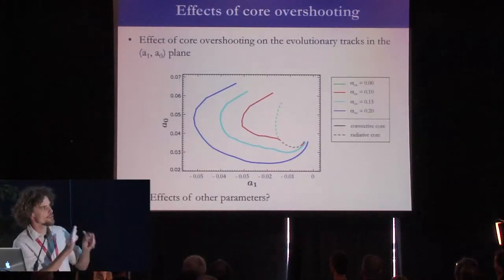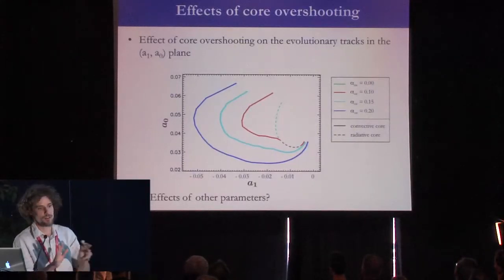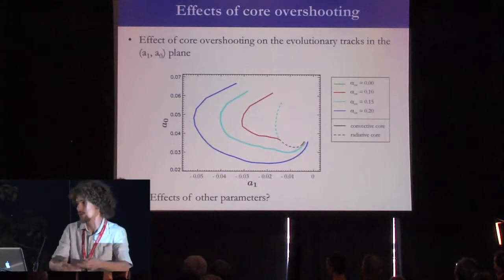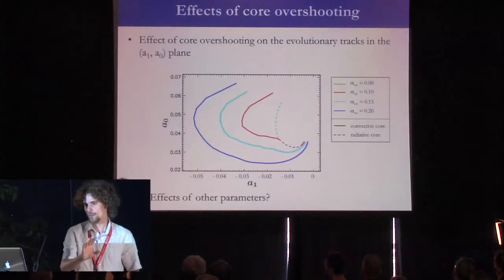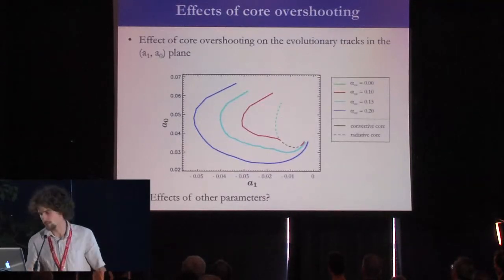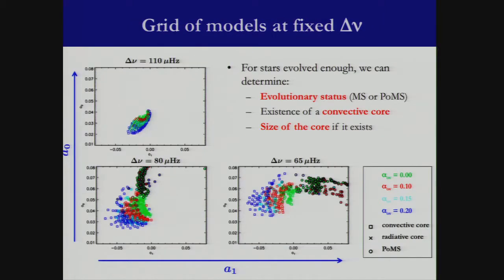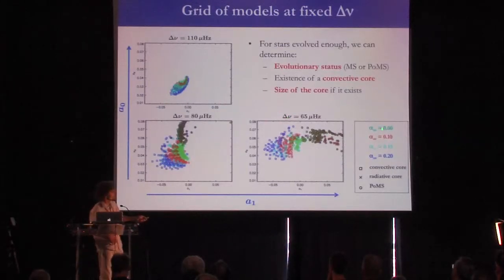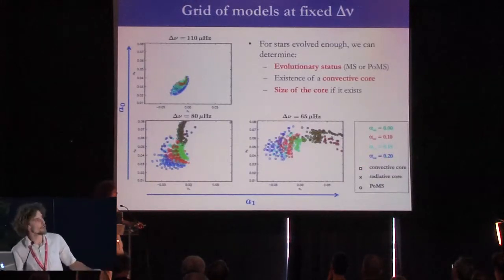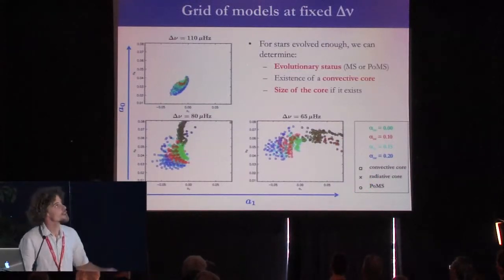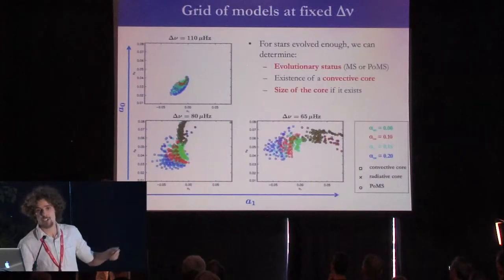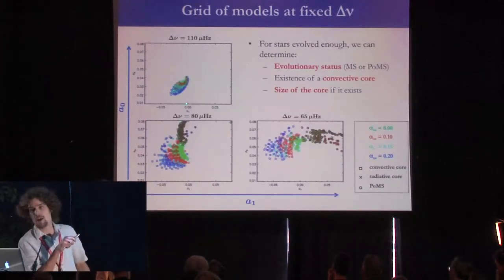So one idea to try to see what's going on is to say that, okay, when we have access to observations, we also have access to large separations. So it makes sense to plot these things at a certain large separation. So for each evolutionary track, now I get only one point. So I'll show you what we get. So those are for different large separations. As I was saying, the color codes indicate the amount of overshoot. The squares show you stars with a convective core, crosses stars without a convective core, and the models in the post-main sequence are circled. So if you start with the higher large separation, those are only low-mass unevolved stars.